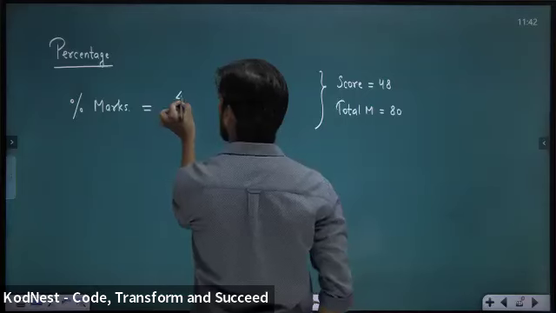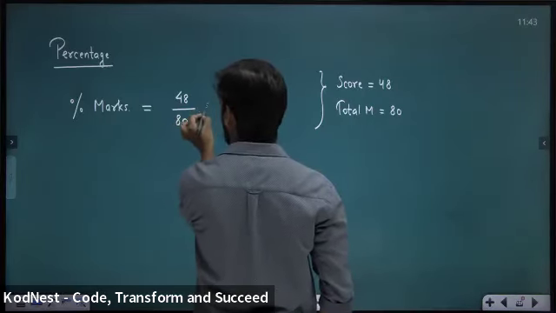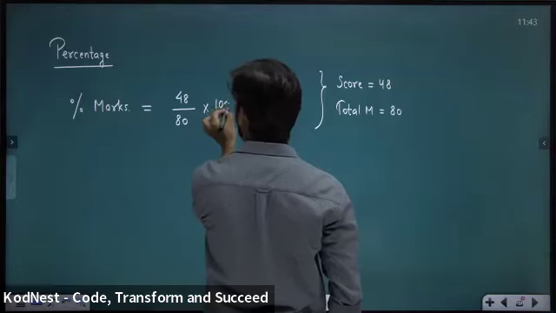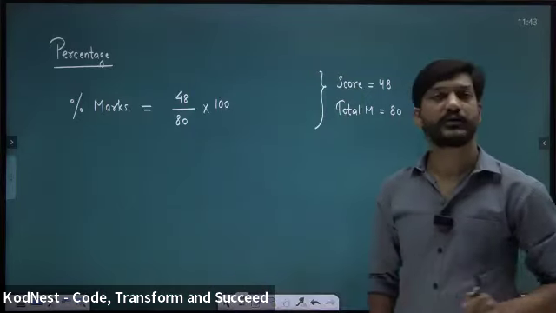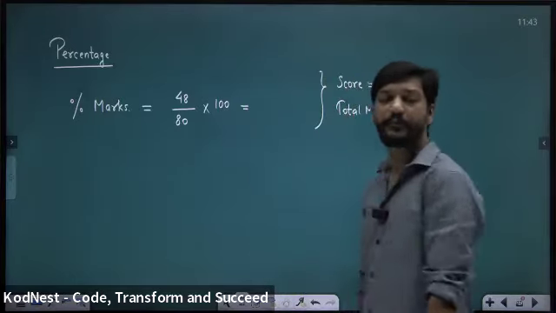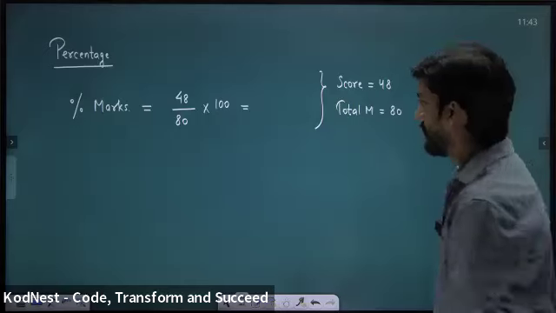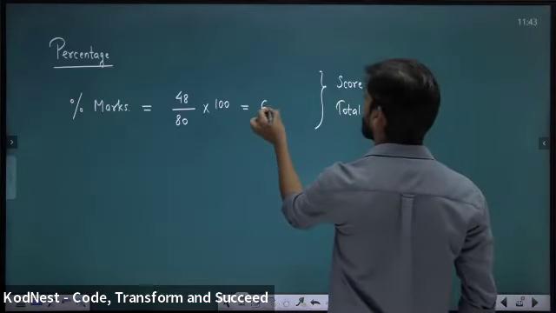Okay. So what is your score? 48 out of 80 into 100. All right. So this will give you how much? How much will this give you? 60%. Okay, 60%.